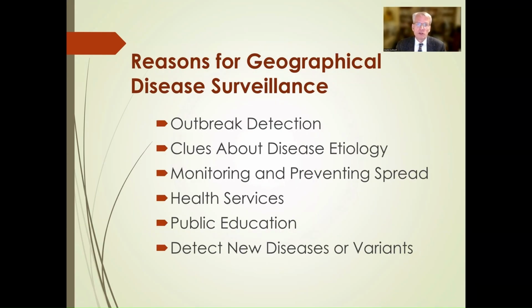So what are some of the reasons for geographical disease surveillance? Well, one is to do outbreak detection. It could be infectious diseases, or it could be some chronic diseases. It might provide clues about disease etiology. It can be used to monitor diseases and prevent their spread. It can be used to evaluate health services, which might vary geographically, or it can be used for public education. And in rare cases, it could be used to detect new diseases. For example, both AIDS and Lyme disease were found out through geographical clusters or variations of diseases.